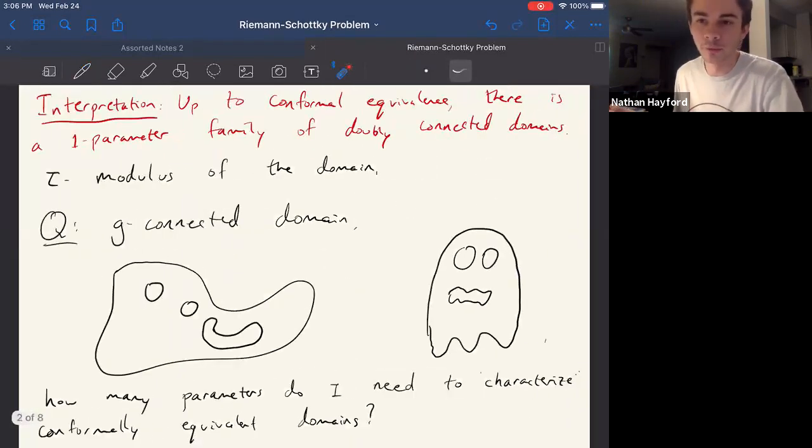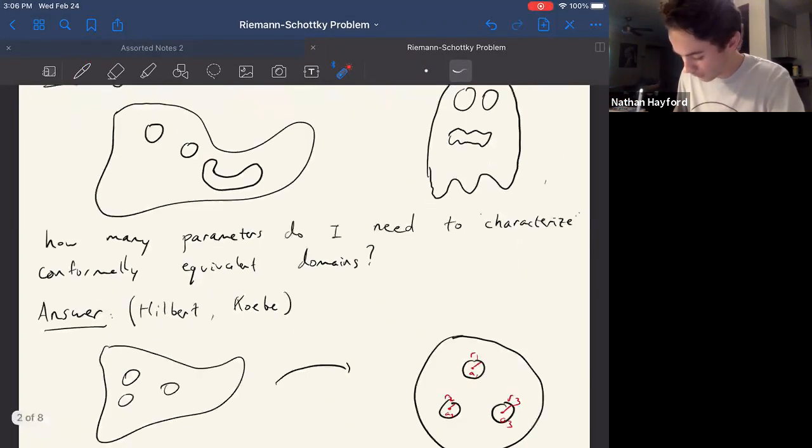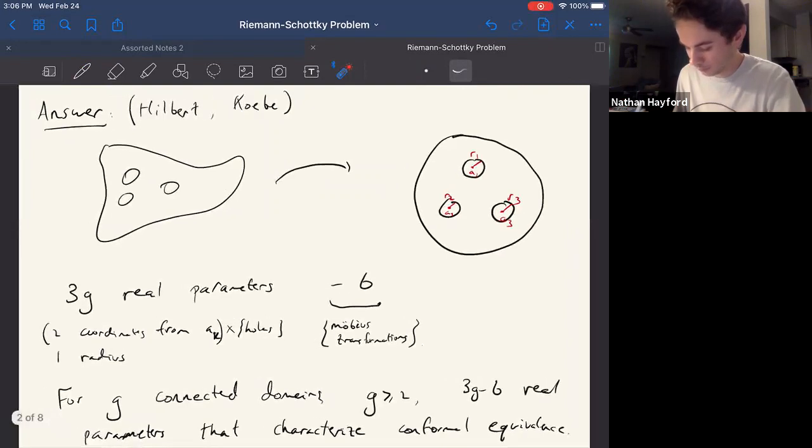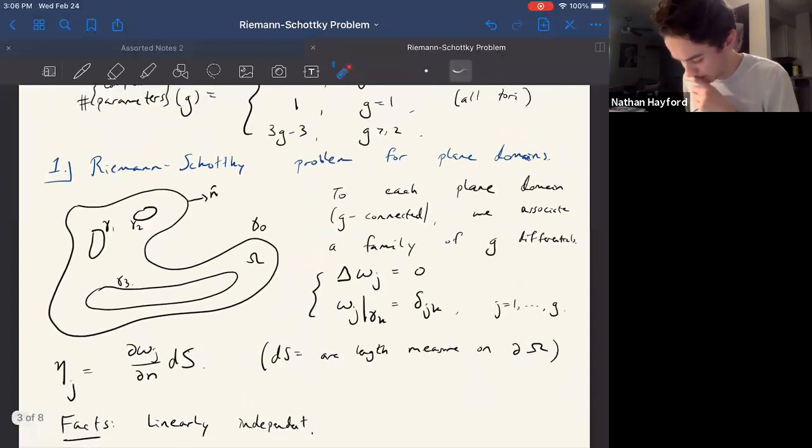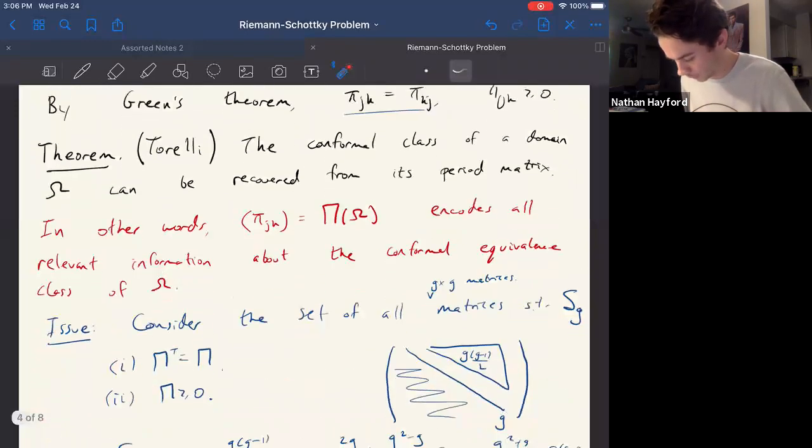But there's a number of parameters you can determine called the moduli of the domain, which tell you whether or not two domains will be equivalent. So the Riemann-Schottky problem is related to those parameters. It asks, well, before we talk about what it asks, let's go back and look at the one for Riemann surfaces. That's what I want to talk about.